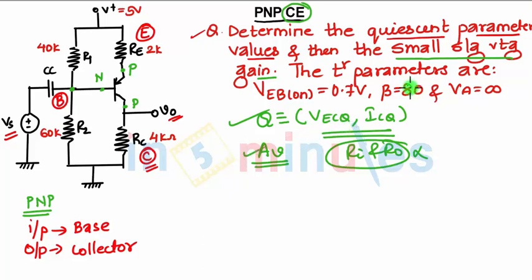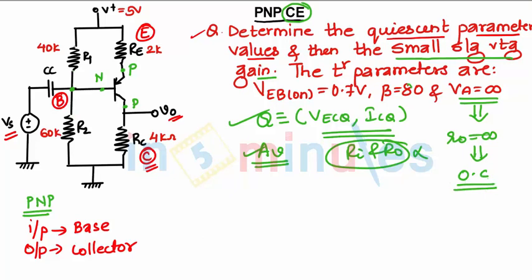They have given the value of beta, VEB on, and VA as infinity, which implies RO is infinity. That means we need not consider RO. Infinite resistance is equivalent to open circuit, so we need not consider RO. This is all about the question.